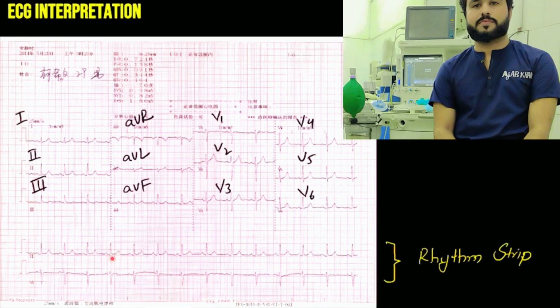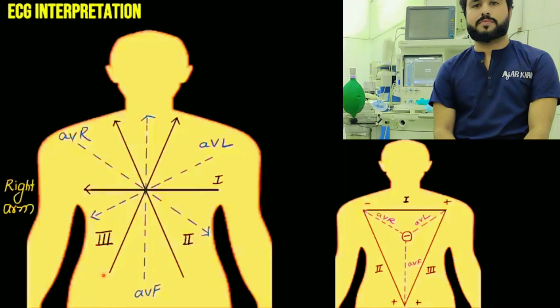What is the use of rhythm strips? We will discuss it in our video on abnormal rhythms of ECG. You can use lead 2 as a rhythm strip. You can also use lead V1 as a rhythm strip. Now, if you have understood these leads, you will be able to answer these simple questions.